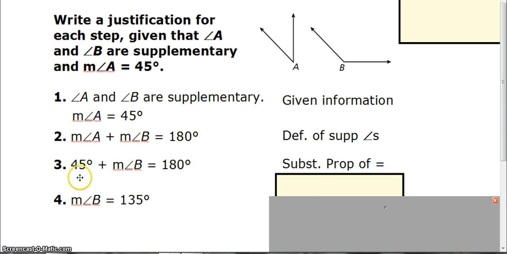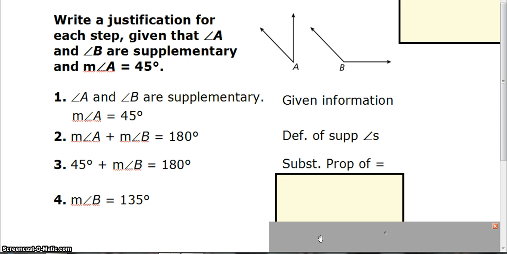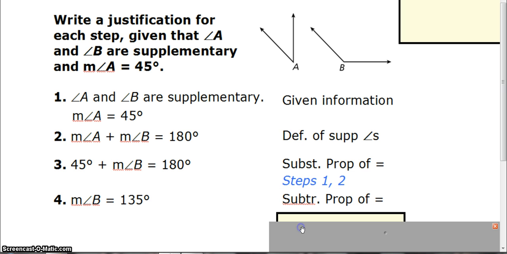And at this point, what happened to move this 45 away from the unknown measure of angle B? What did we have to do? You got it. We used to call that inverse operation, but now you know we call that, in this case, subtraction property of equality. Subtracting 45 from both sides of this equation gives us this more simplified equation. And we now have the measure of angle B equals 135.